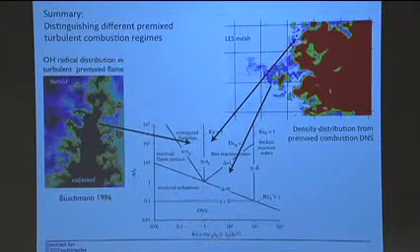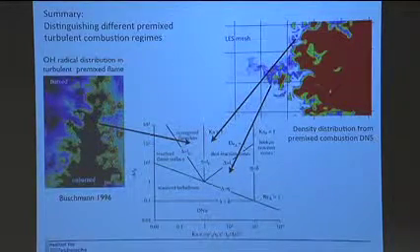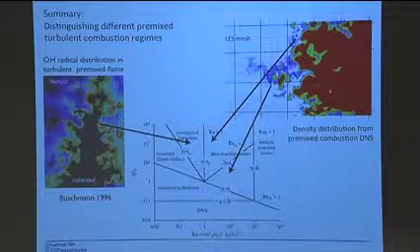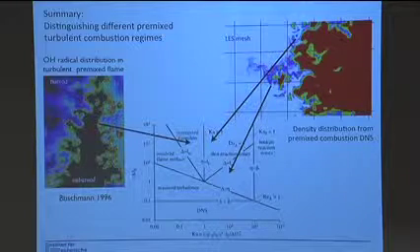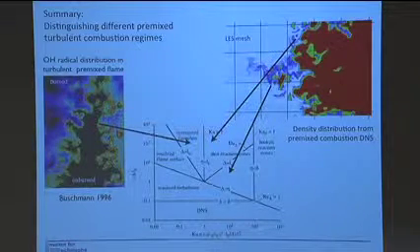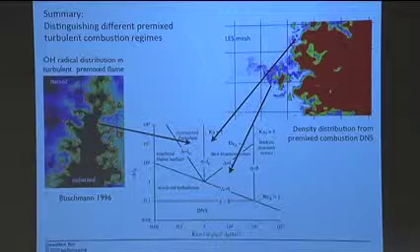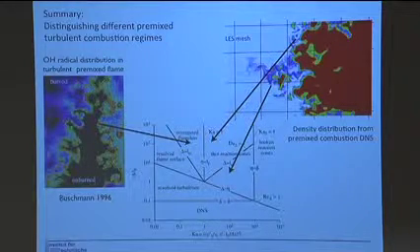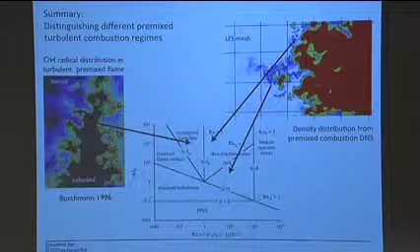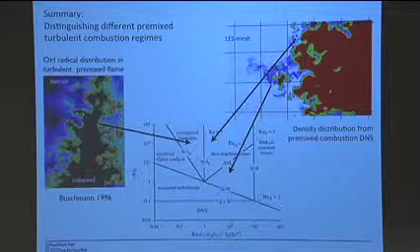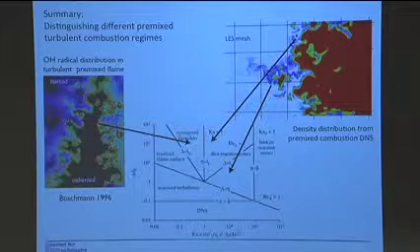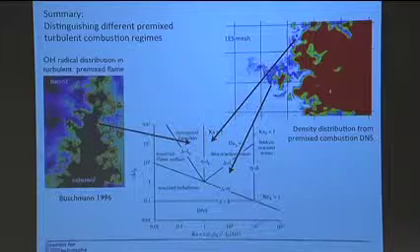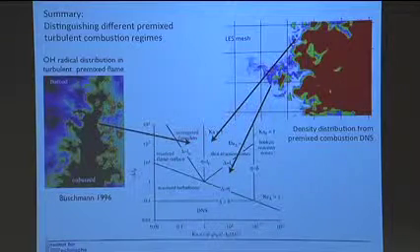Then this here is DNS, and this is an example for the thin reaction zones regime. You see here that you get a lot of turbulent mixing of hot stuff. What's shown here is the density distribution. So this here is burnt, and this here is unburnt. Density, you can also say it's temperature or it's progress variable. So this here is a high progress variable, this is a low progress variable.